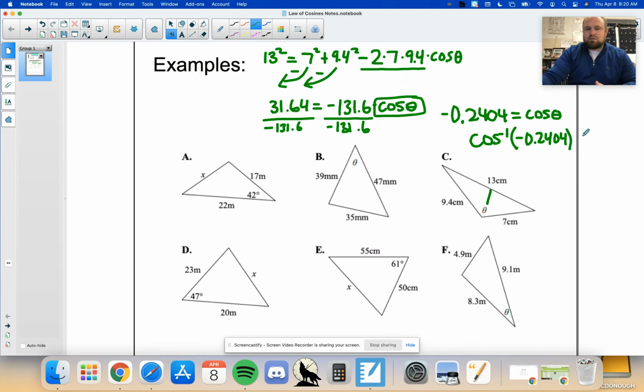And whatever that is in my calculator, that'll give me an approximate theta value. So I'm going to grab my calculator and type in second cosine inverse negative 0.2404, and I end up getting an angle theta that is approximately, and before we even look at it, we would say that this angle definitely looks like it's more than 90. Okay, I would say that it's an obtuse angle, so it's reasonable that it would be over 90 degrees. Theta is approximately 103.91 degrees.